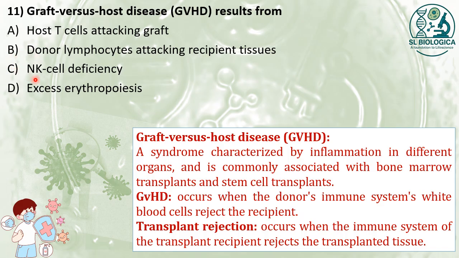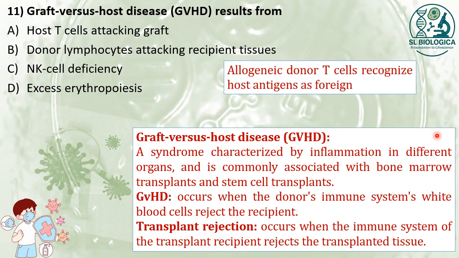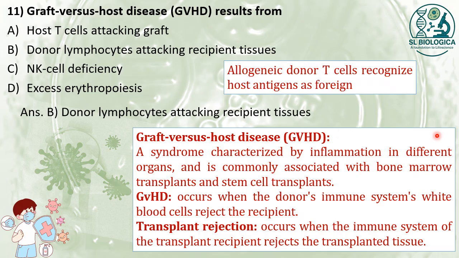Option C is NK cell deficiency, no. Option D, excess erythropoiesis. So that is also not the correct one. So the correct answer is option B, donor lymphocytes attacking the recipient tissue.